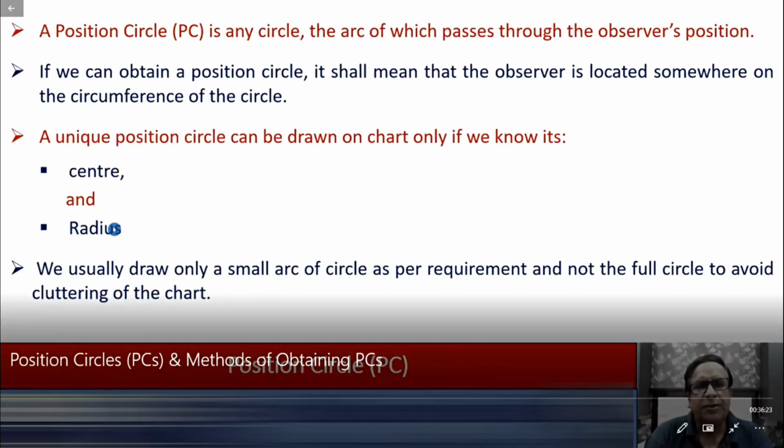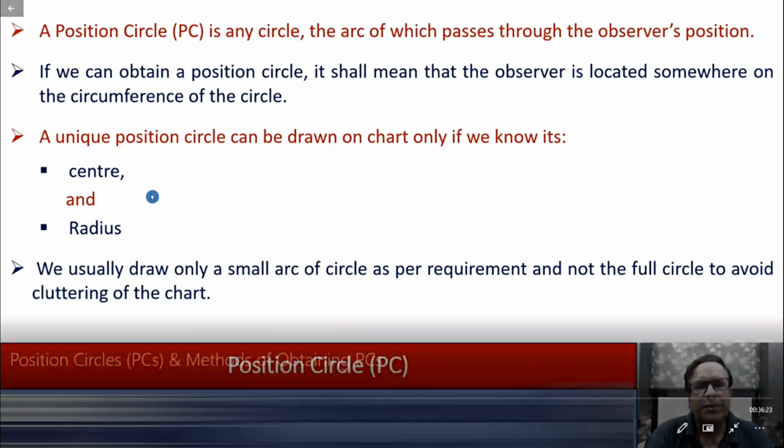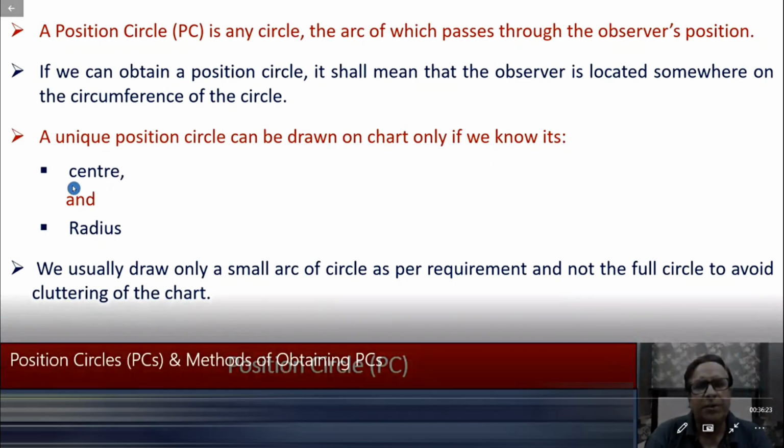Okay, so you see, beta, basically if we want to plot a position circle on the chart, the two data items which we are interested in is what is its center and what is the radius. If we know these two things, it will be easy for us to plot that circle on the chart. So every method for position circle gives us the center as well as the radius.